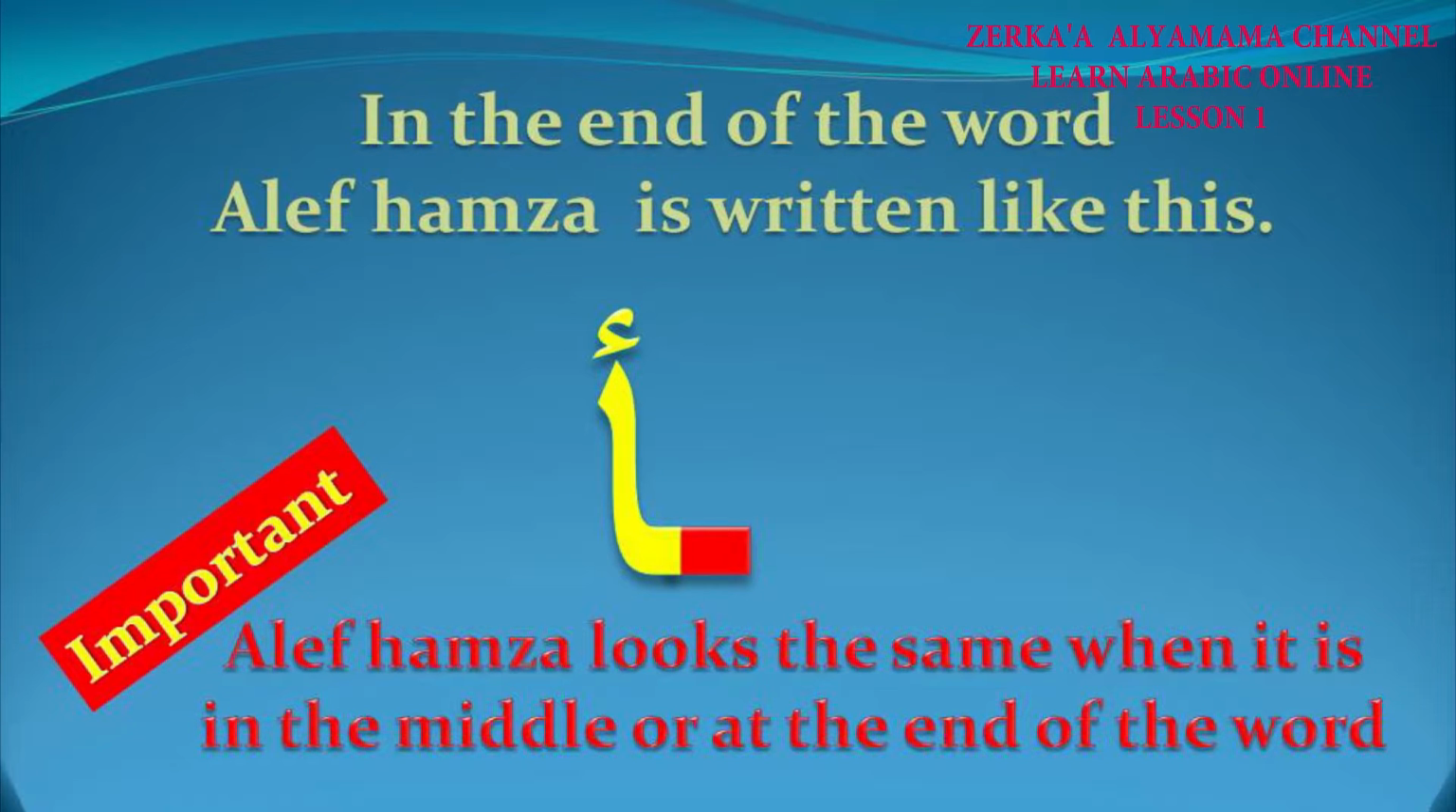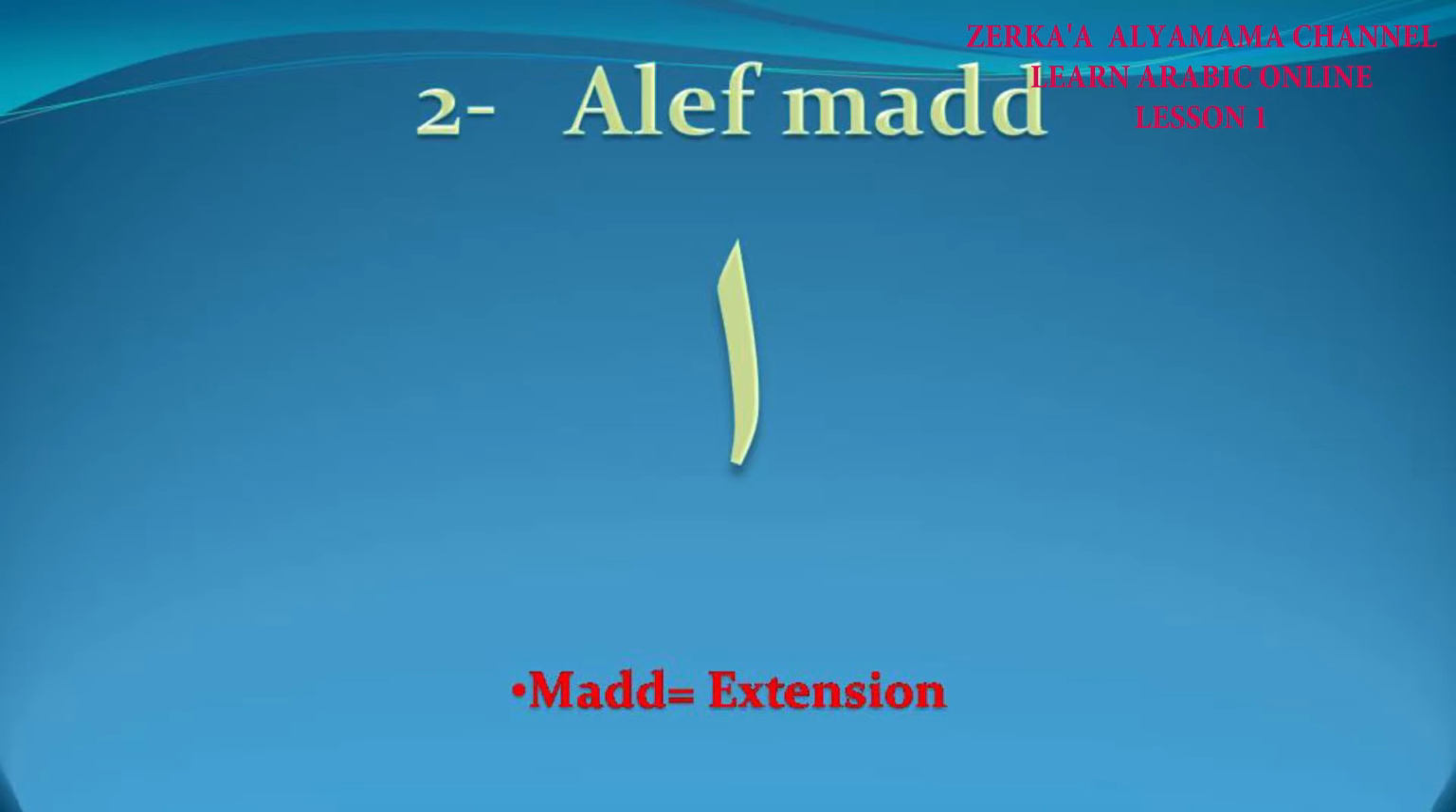In the end of the word, Alif Hamza is written like this. It has the same connection tool, it has the same shape. Alif Hamza looks the same when it is in the middle of the word or at the end of it. Second shape of Alif is Alif Mad. Mad means extension. This letter has no voice in Arabic. It only extends the previous letter, exactly like the A in English in the words bad, mad, and so on.